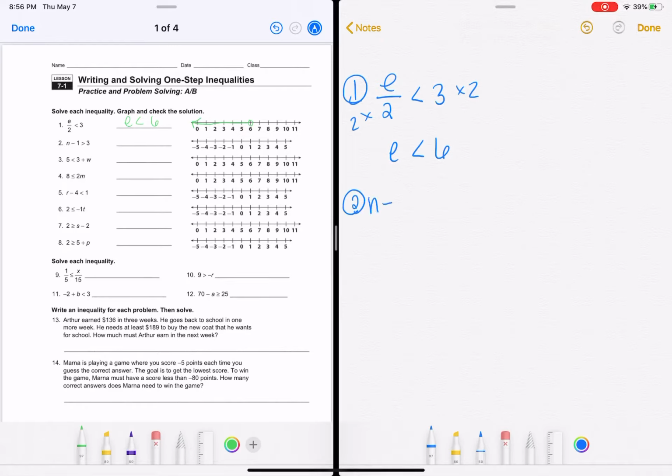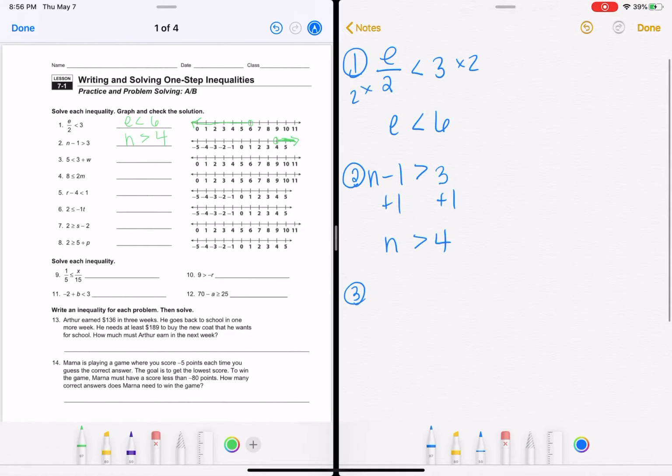Number 2, n minus 1 is greater than 3. Add 1 to both sides. We have n is greater than 4. Again, open circle, greater than 4, we're going to the right.